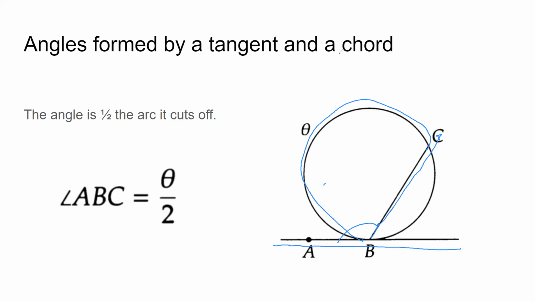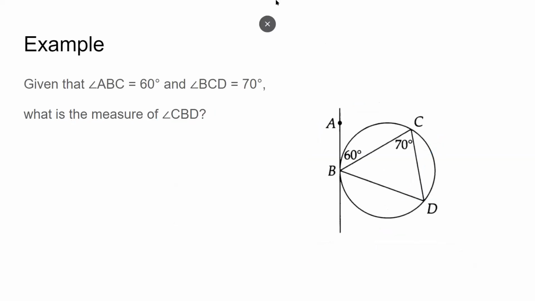So let's just do a quick example. Given that ABC equals 60 degrees and BCD is 70 degrees, and they're labeled here, what is the measure of CBD? Well, let's look at the equation we just learned. We learned that the angle here, ABC, is half of the arc that it cuts off. The arc that it cuts off here is relatively small. It's just from here to here, because when you extend this line, it goes here and cuts off arc CB, basically. So CB should be twice this angle here. So CB is 120 degrees.